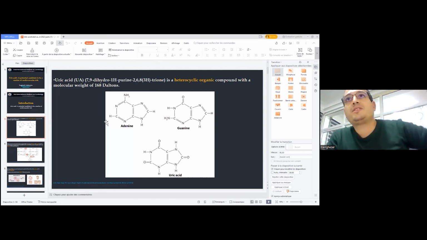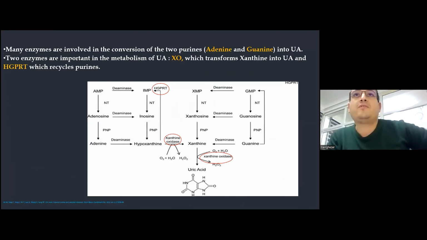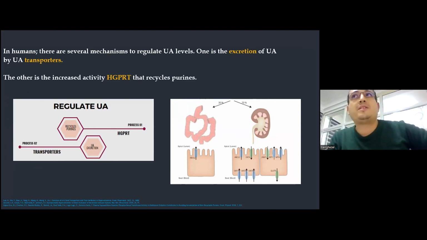Uric acid is a heterocyclic organic compound with a molecular weight of 168 daltons. Many enzymes are involved in the conversion of purine into uric acid. Two enzymes are important: xanthine oxidase and hypoxanthine-guanine phosphoribosyltransferase. In humans, there are several mechanisms to regulate uric acid level. One is excretion by transporters in the kidney and in the intestinal tract. The other is increased activity of HGPRT.